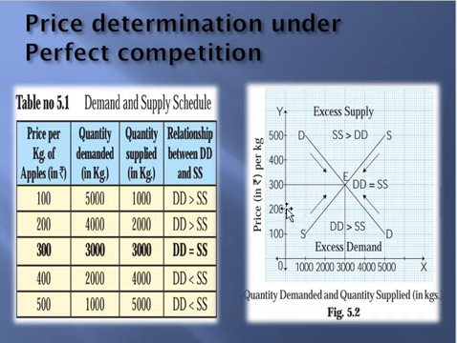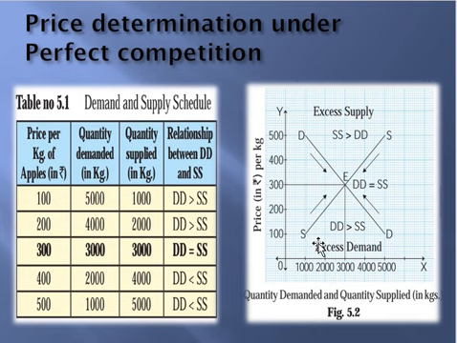When the price rises to rupees 200, the quantity which was demanded was 4000, but the quantity which was supplied was 2000. When the price rises to 300, the quantity demanded and supplied are equal, right? And that is why at 3000 kg and rupees 300, both the demand and supply are equal.